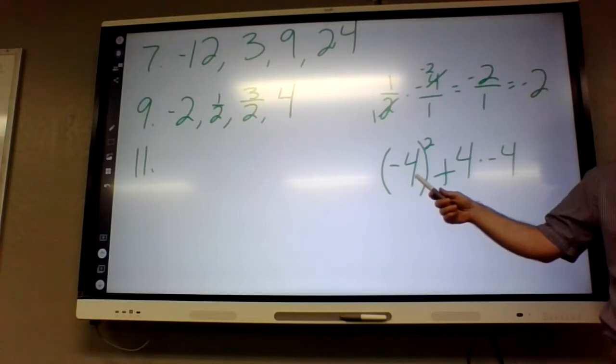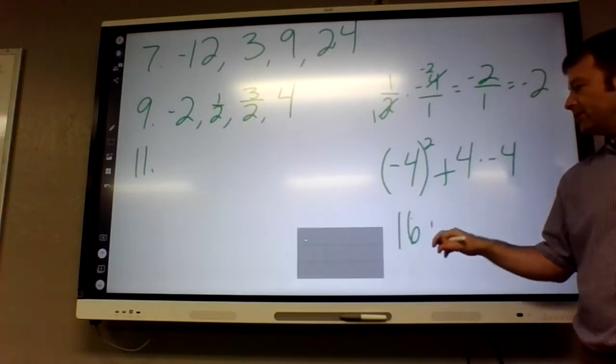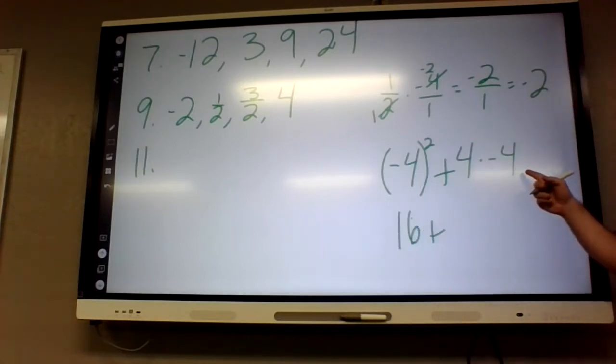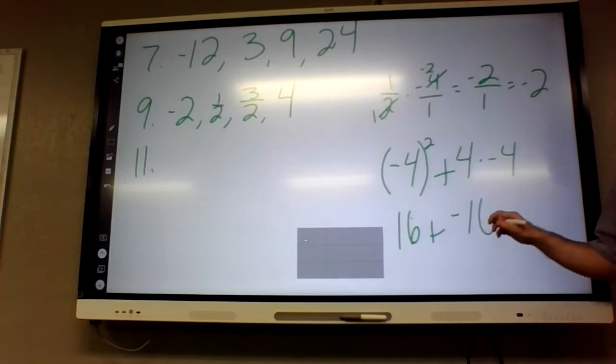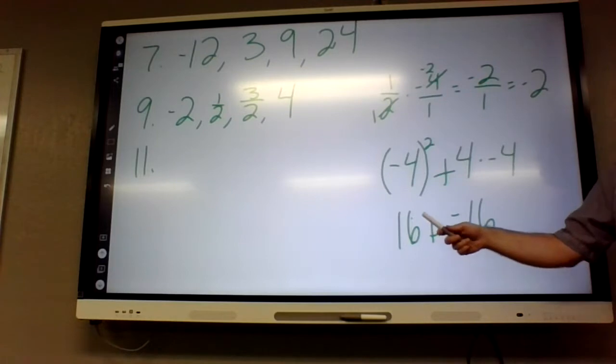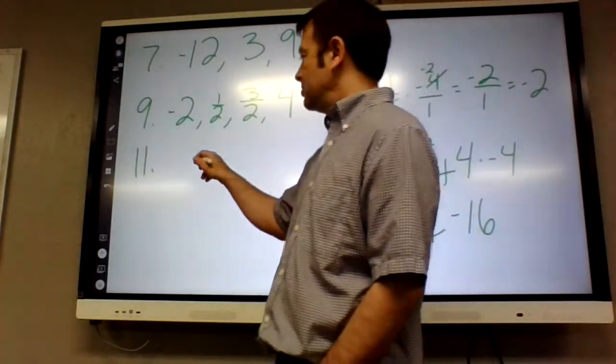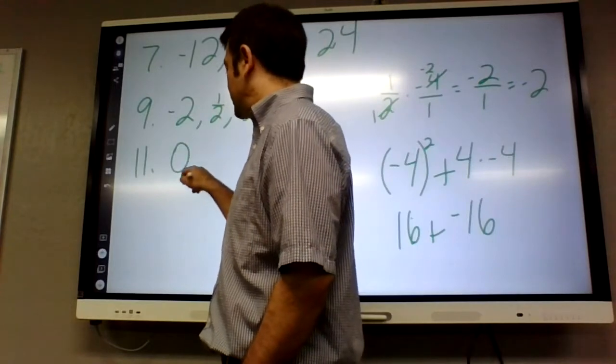-4 times -4 is positive 16, right? Plus, what's 4 times -4? -16. So notice I am using order of operations. The plus is coming last. 16 plus -16 is... A lot of people probably would have missed that one.